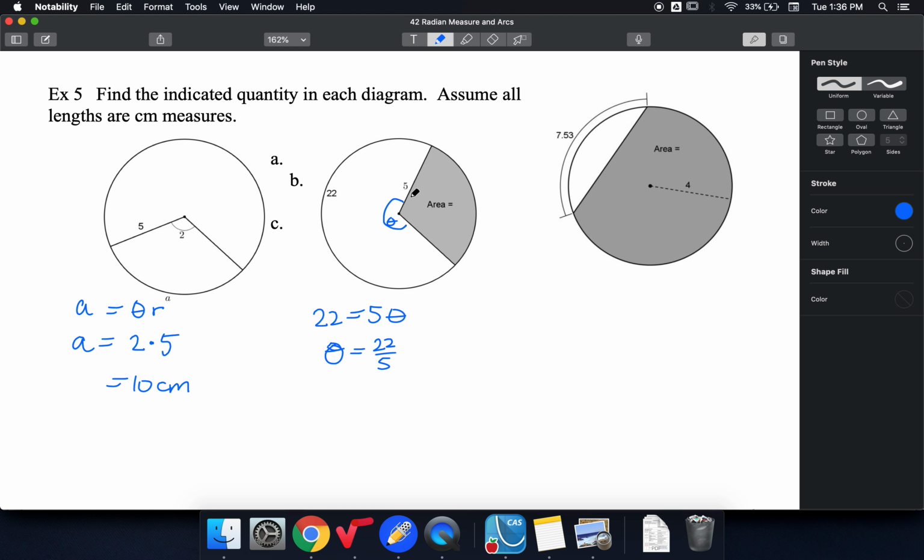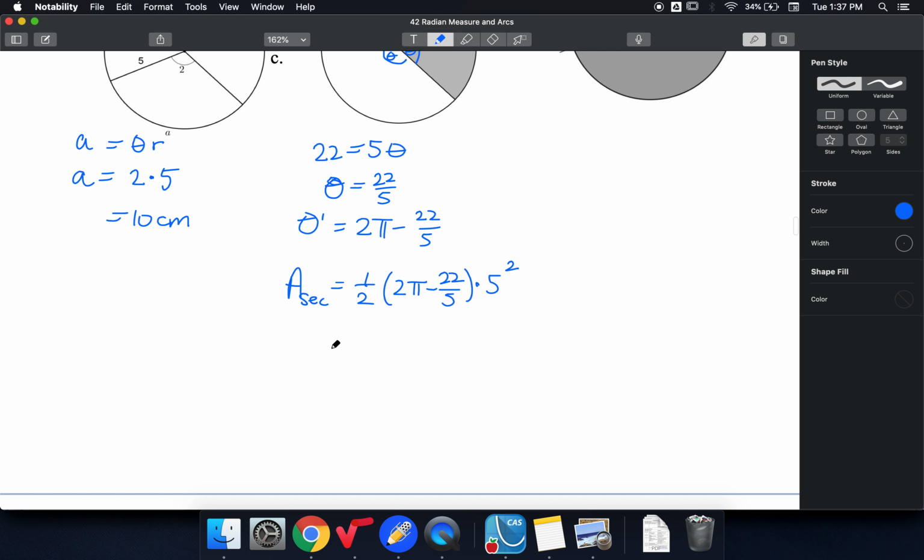My inner angle I'll call theta prime. So theta prime is going to be a whole circle minus 22 over 5. And now this area of the sector is 1/2 times theta, and in this case it's my theta prime, times r squared because it's area. All right, and now I can simplify a bit. So that's going to make pi times 5 squared, so 25 pi.